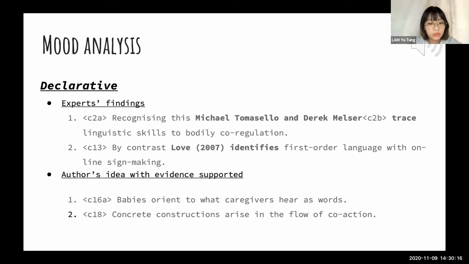Also, the authors' ideas are presented as statements supported with evidence. For example, the author uses the idea identified by Love in clause 13 as evidence to introduce his new ideas and conclusion in clause 16a and 18.